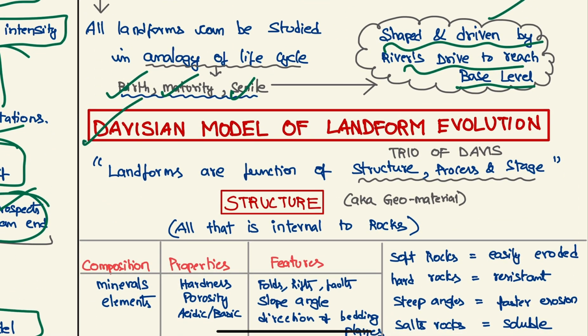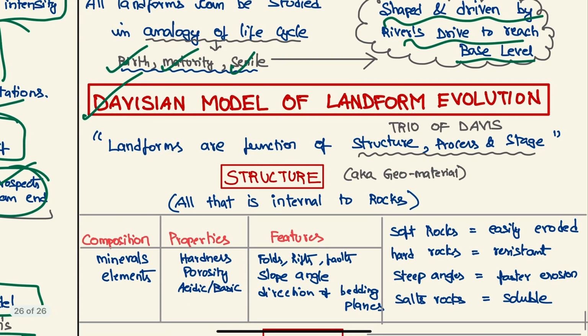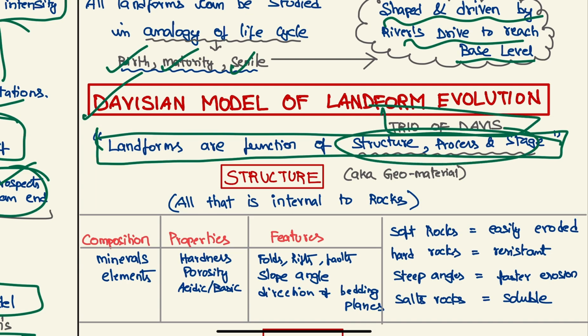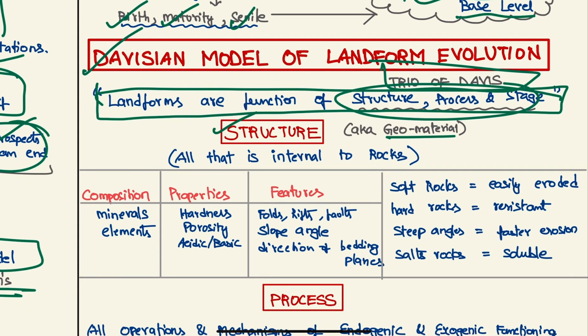Next, we have the division model of the landform evolution. So the most important statement is landforms are a function of structure, process, and stage. So these three are called the trio of Davis. First one is the structure, which is also called geomaterial.